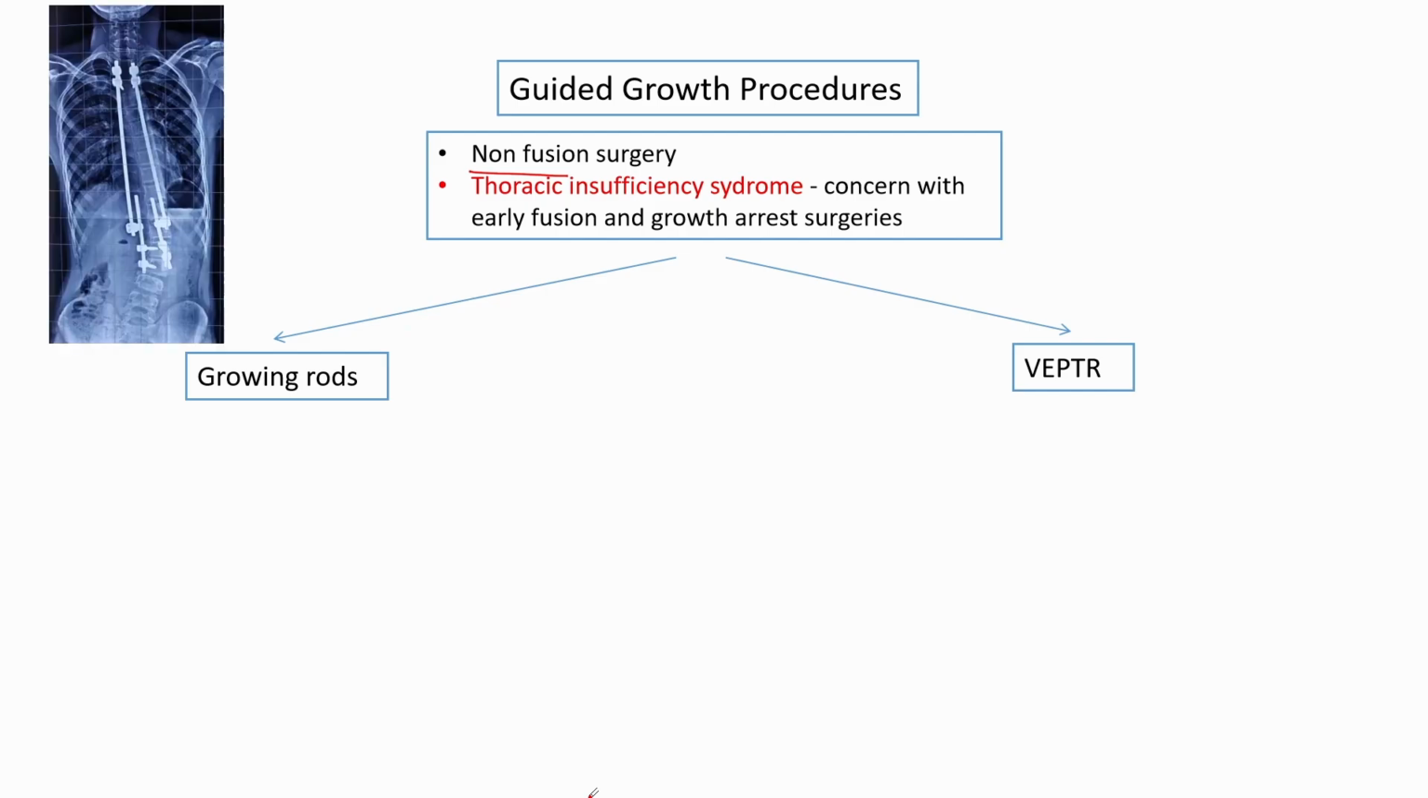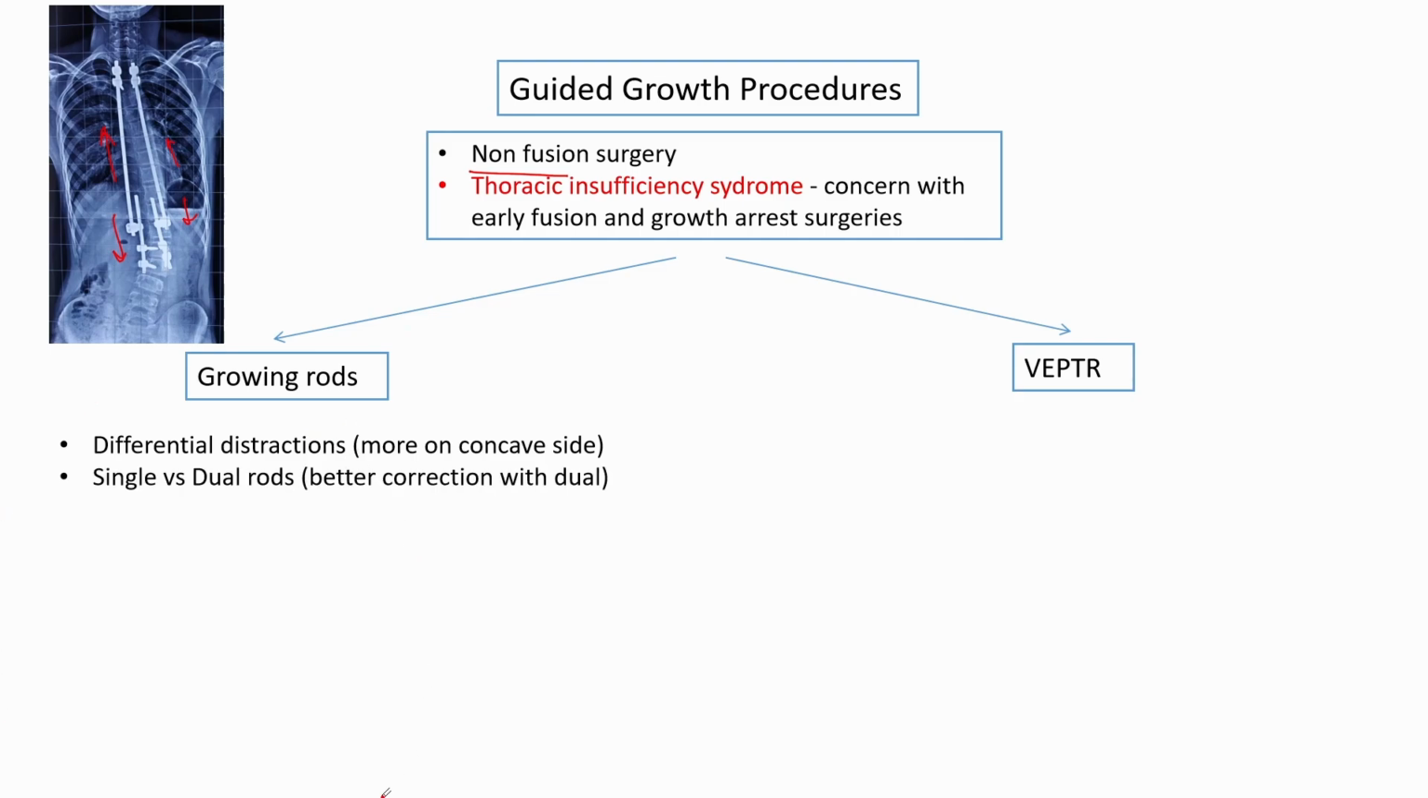In growing rods, we take anchors in the proximal and distal part of the curve, and these are connected by rods, and we distract the concave side more than the convex side. This differential distraction corrects the growth imbalance. Though both single and dual rods can be used, a better correction with dual rods has been noticed.